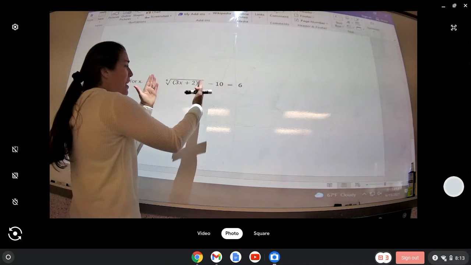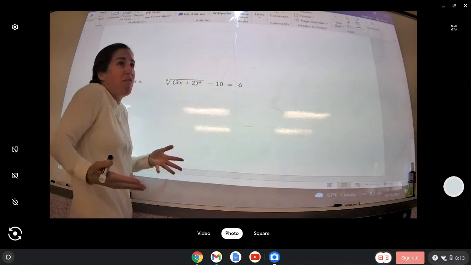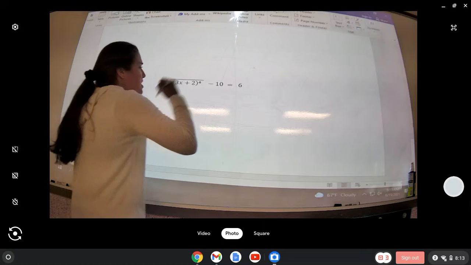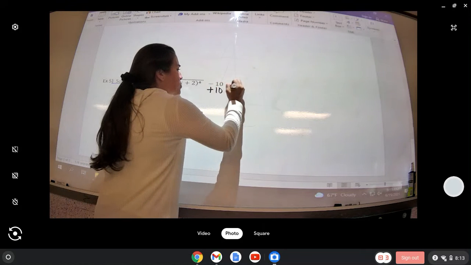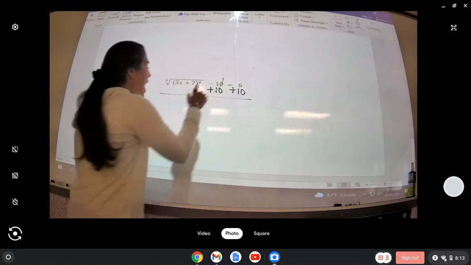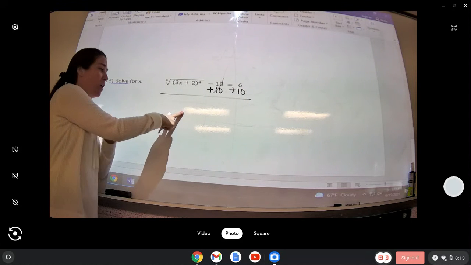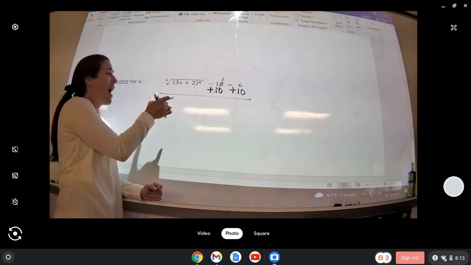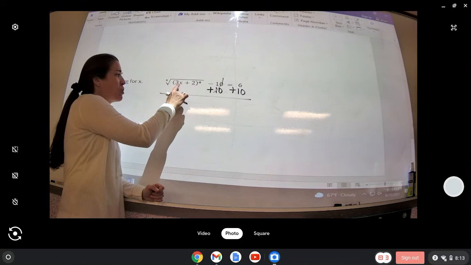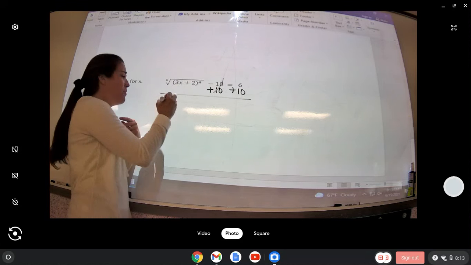So whether you want to rewrite it now or you want to get it by itself, that's up to you. I'll add the 10 away, try and kill two birds with one stone here. And then as I bring this down, I'm going to rewrite it with a fractional exponent. So guys, look who's under the radical. Under the radical is 3x plus 2, right? So all of that comes out.